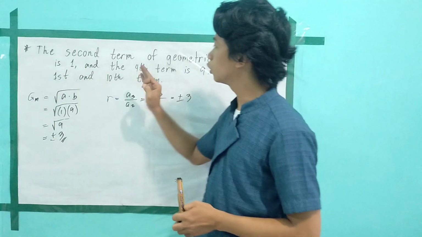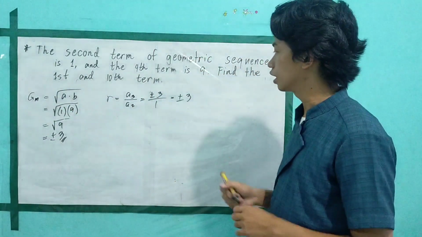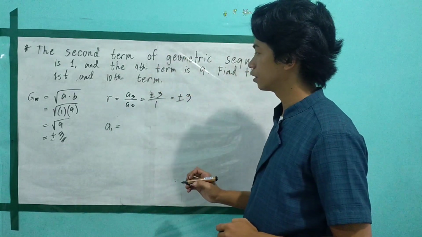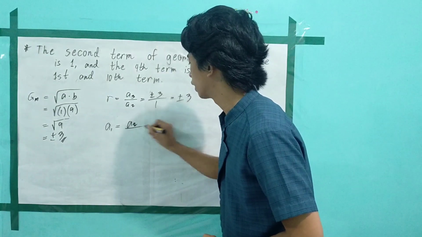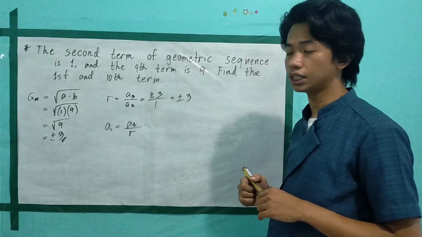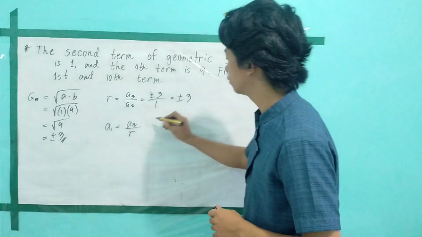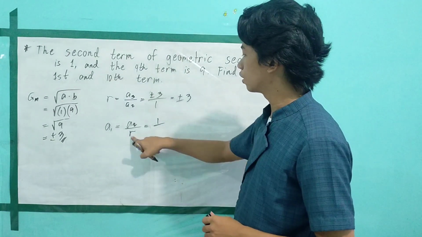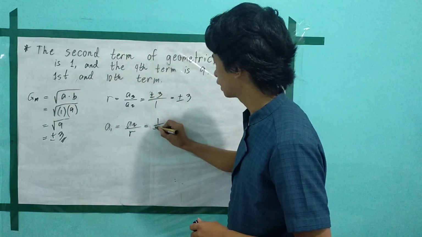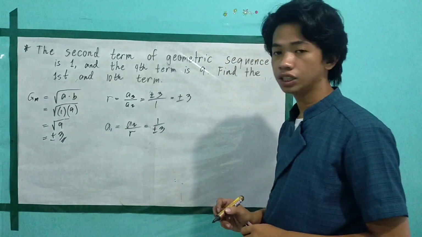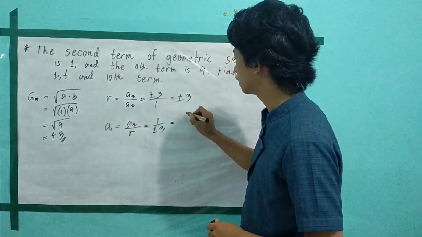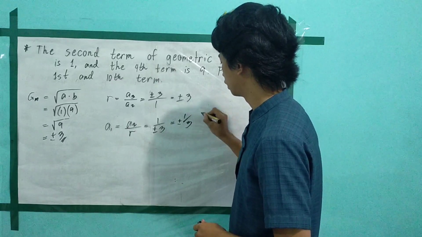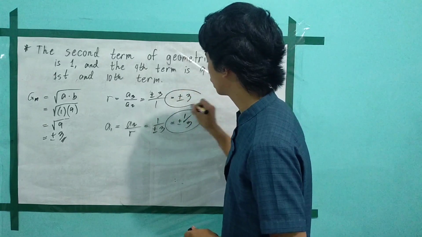Next, paano natin kukunin yung first term? We get the first term. A sub 1 is equal to A sub 2 divided by the common ratio. So, ano yung A sub 2 natin? We have 1. Okay, 1. And then, ano yung common ratio natin? We have positive and negative 3. So, ibig sabihin, ang A sub 1 natin ay equal to positive and negative 1/3. So, ayan. A sub 1 natin. Then, ang common ratio natin ay ito.